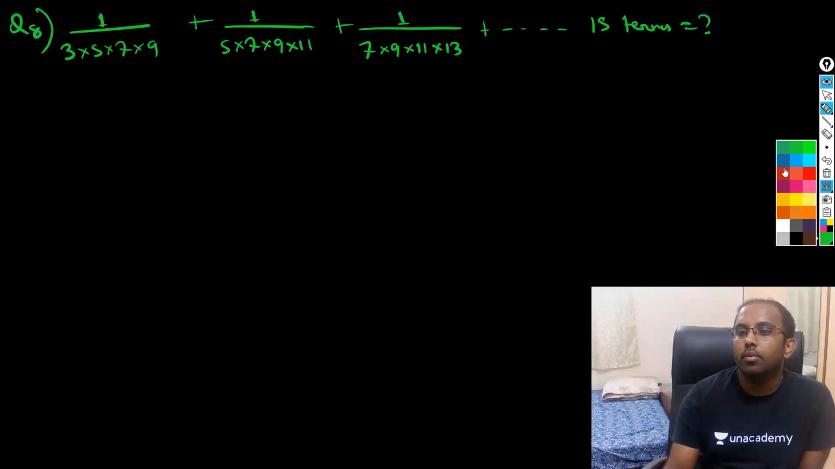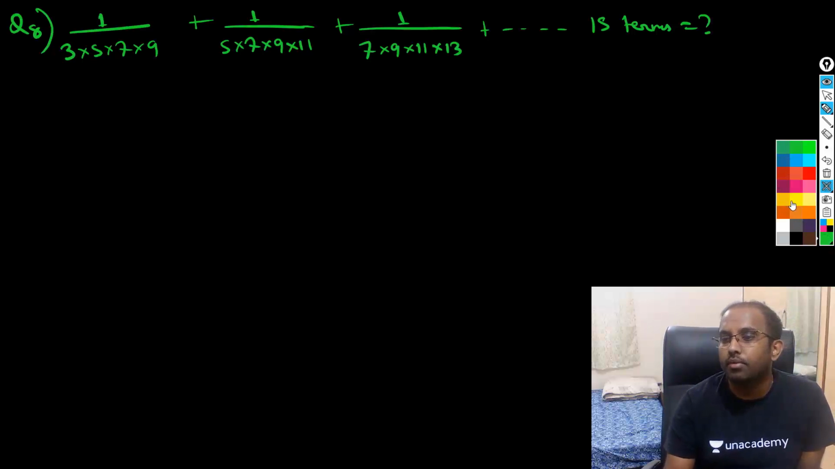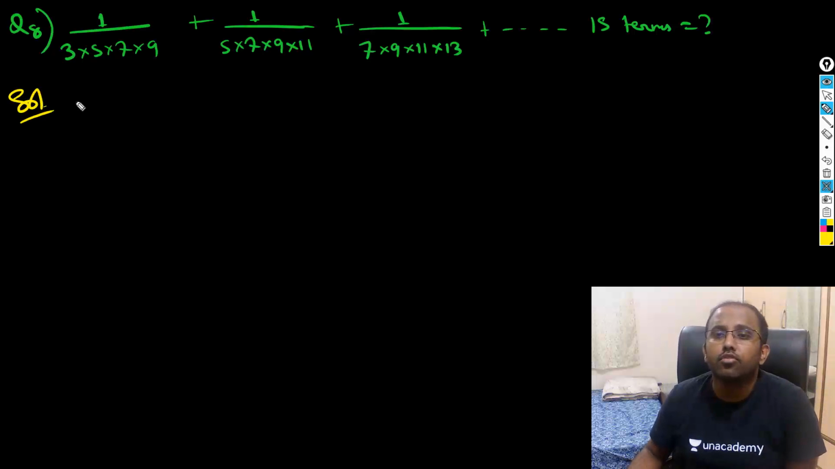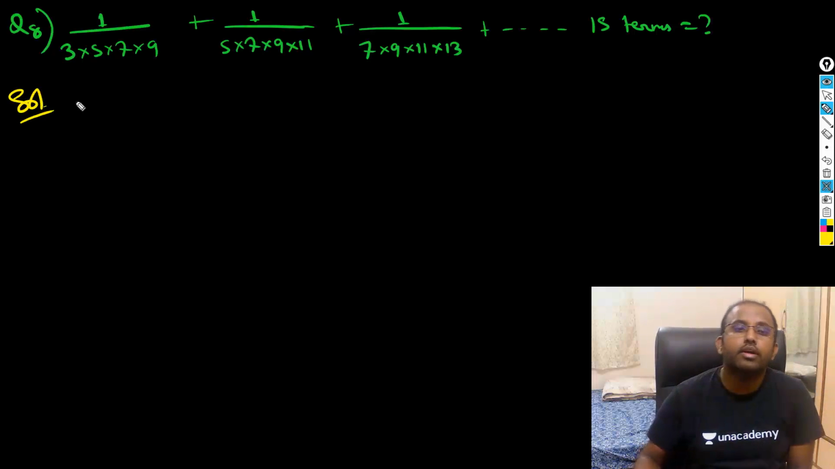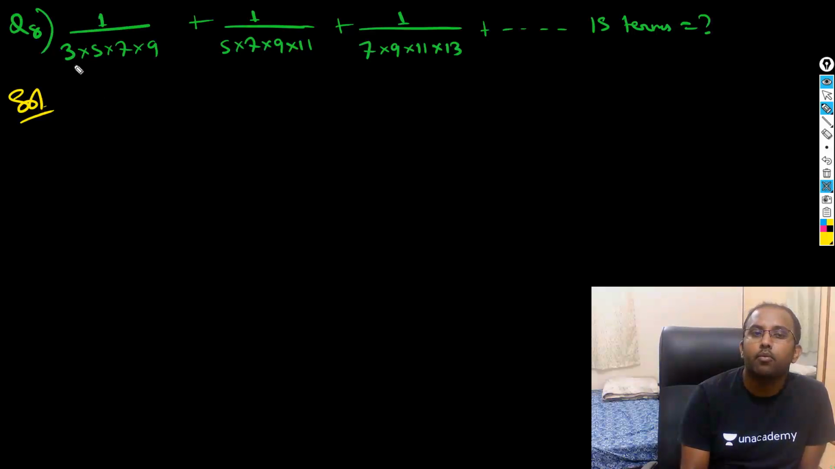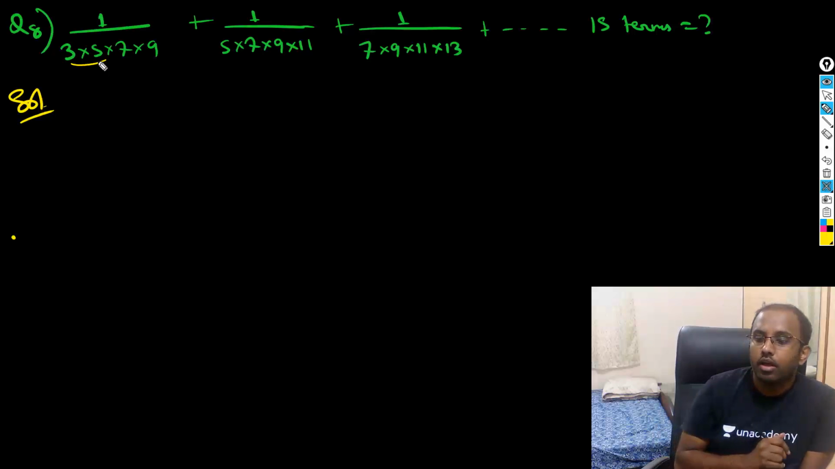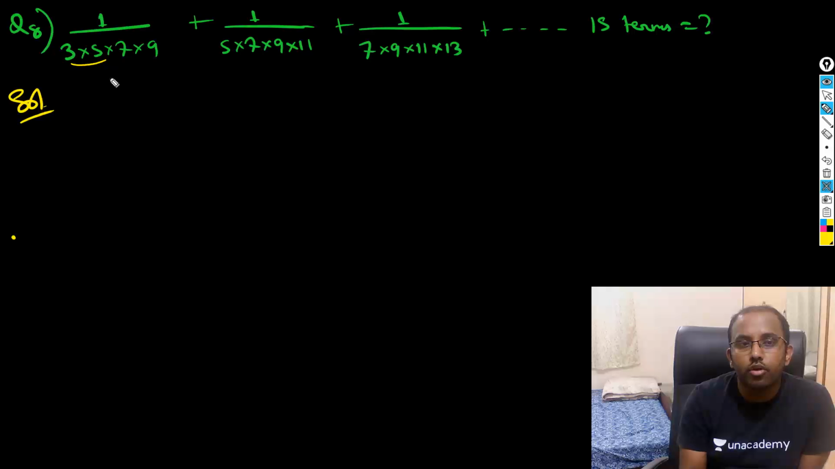Basically this kind of series is known as a telescopic series. So you want to just write the funda of how this question can be formed. The gap will always be the same here, like 3 to 5, 5 to 7, like that. Now, how do you break this?